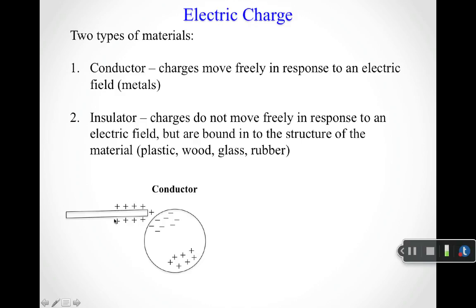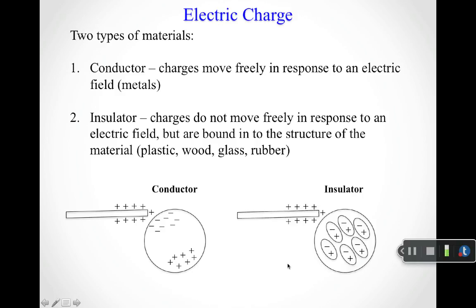With our conductor, what I've done is I've charged this rod positively, which means that I rubbed off negative electrons and left it with a net positive charge. Then as I bring it near a conductor, these electrons can flow over here to be close to the positive charge, and that leaves those electrons free to move about the material. But with my insulator, they can't.